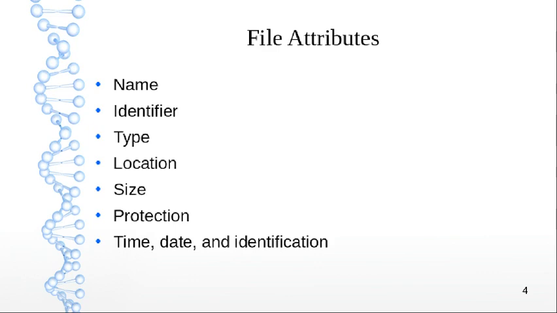The next will be the type. This information is needed for systems that support different types of files. Examples are, let's say, character or numeric. Those are examples of types. The next is the location. This information is a pointer to a device and to the location of the file on that device. So we are referring to the location or the path of the file.